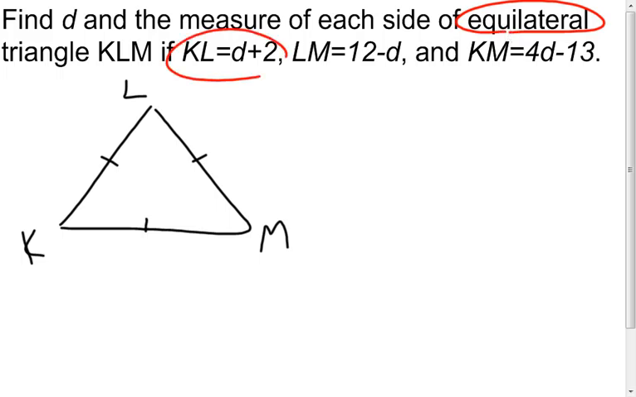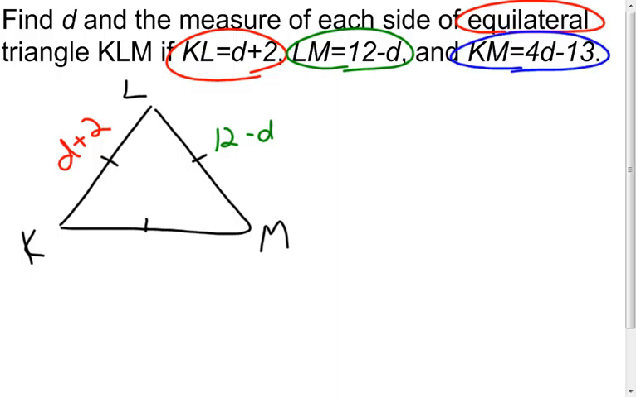The length of segment KL is going to be D plus 2. Length of segment LM, that's 12 minus D. And finally, the length of segment KM is 4D minus 13. So somehow I have to figure out what the value of D is.